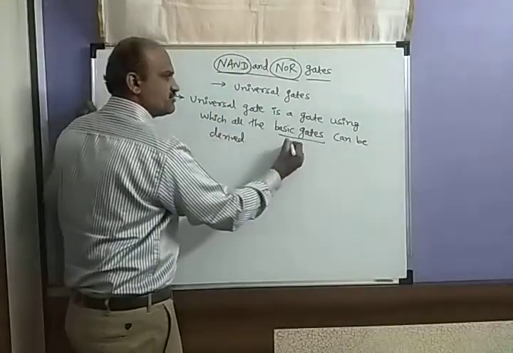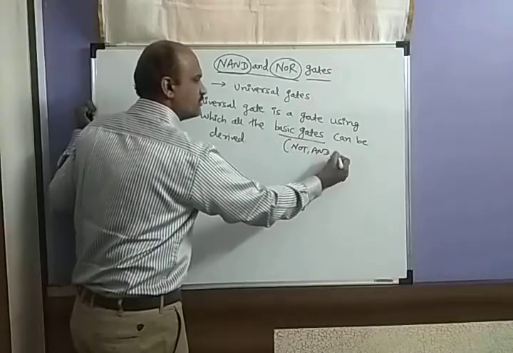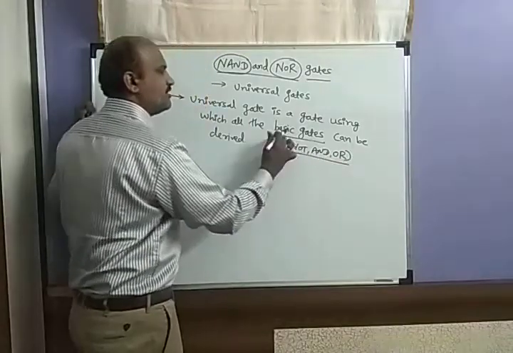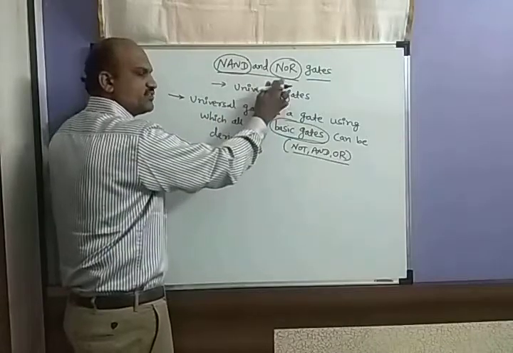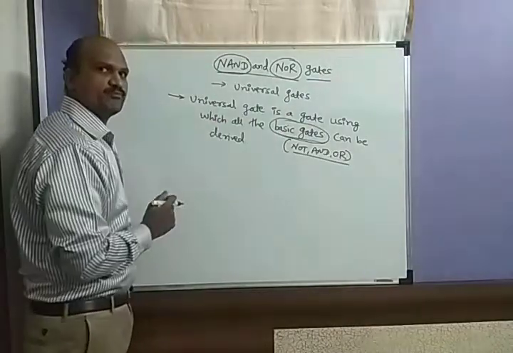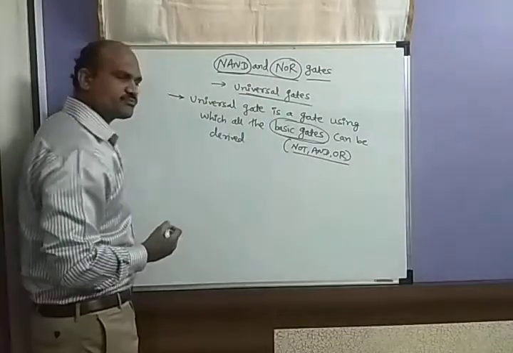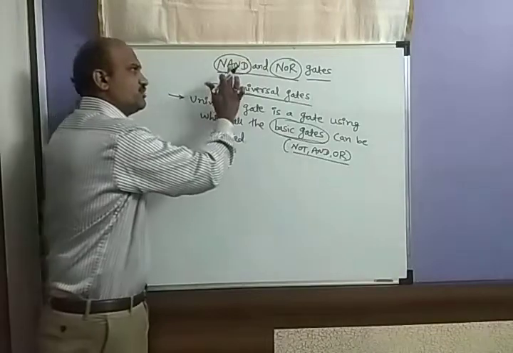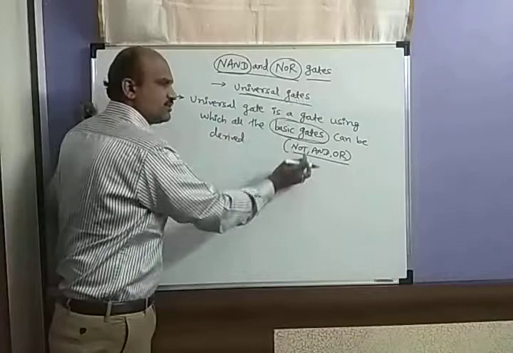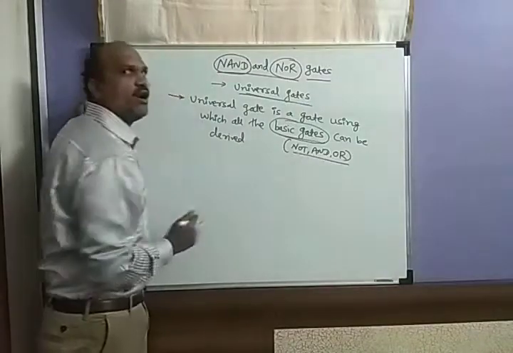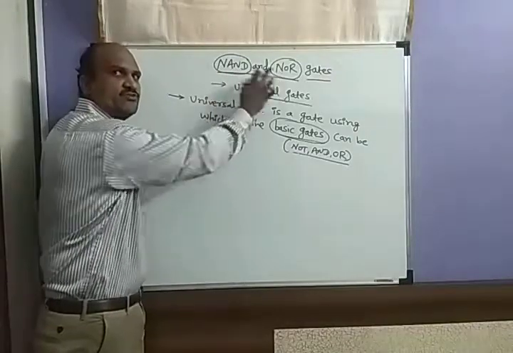So what are the basic gates? You already know, NOT, AND, OR. These three basic gates can be derived from the two universal gates, NAND and NOR. By using NAND, you can derive NOT, AND and OR. By using NOR, you can derive NOT, AND and OR. We will see one by one, first using the NAND gate and next using the NOR gate.